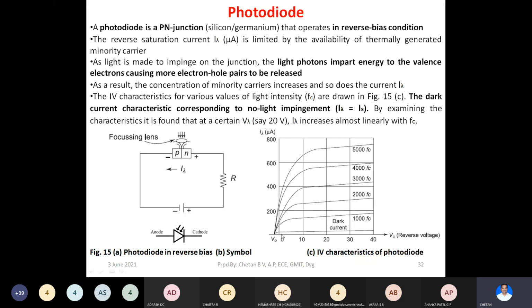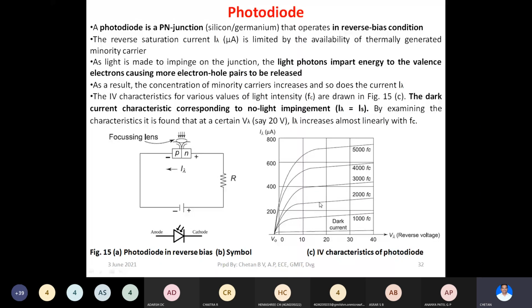Further, if the light intensity is increased to 2000 lumens, we can see a further increase in the current. The y-axis is current, that is reverse saturation current I lambda, which is in microampere. Compared to these two lines, this is a higher value of current, right? Next, if you increase light intensity, again you get a higher value of current, right?